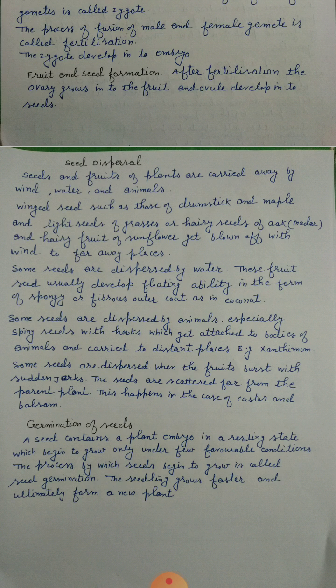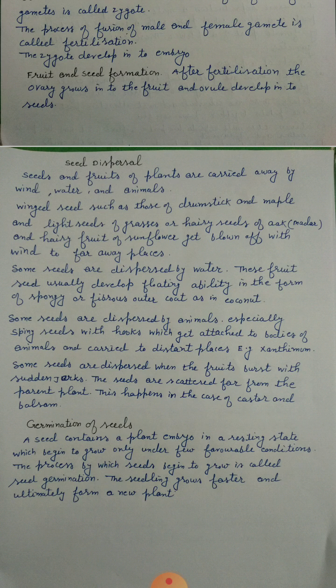Some seeds are dispersed by water. These fruits and seeds usually develop floating ability in the form of a spongy or fibrous outer coat, as in coconut. Some seeds are dispersed by animals, especially spiny seeds with hooks, which get attached to the bodies of animals and are carried to distant places, for example xanthium. Some seeds are dispersed when the fruit bursts with sudden jerks. The seeds are scattered far from the parent plant. This happens in the case of castor and balsam.